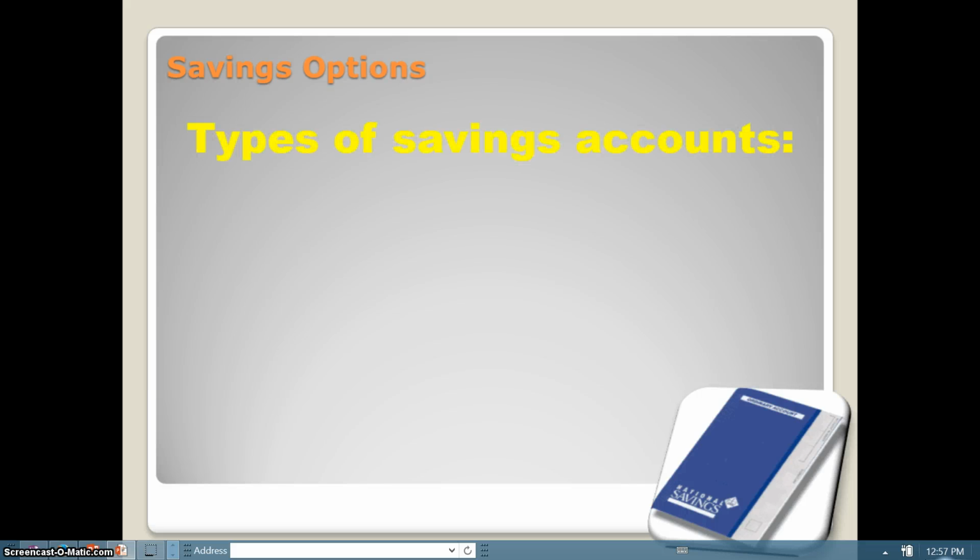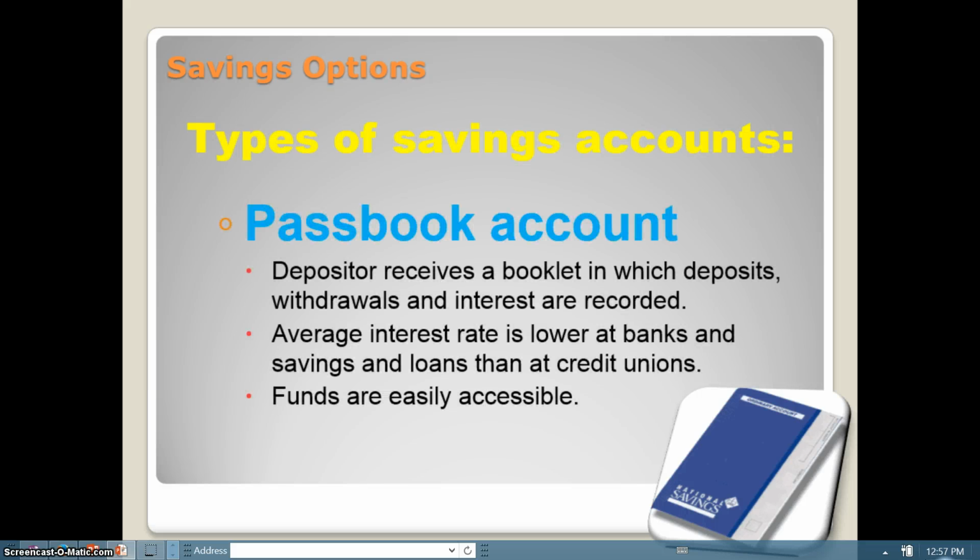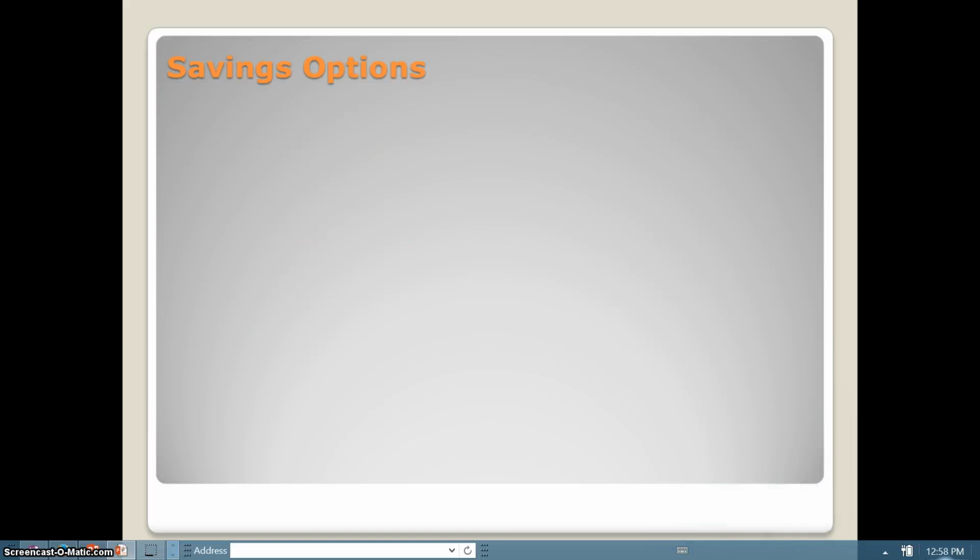So what are some of my options? Well, you have a passbook account, and that is a depositor receives a booklet in which deposits and withdrawals and interest are recorded in the booklet. Average interest rate is lower at banks and savings and loans than at credit unions, and the funds are easily accessible as long as the financial institution is open during those hours.